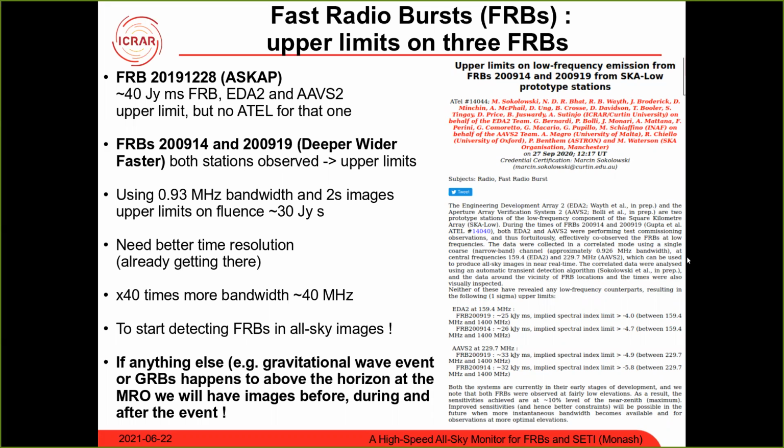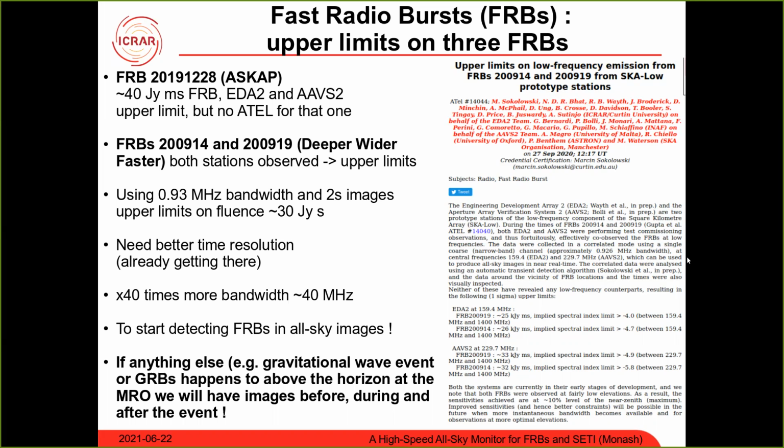In the time of our observations, 3 FRBs were detected, 1 by ASKAP in 2019, 2 by Deeper, Wider, Faster in September last year. So we had images before, during, and after, 2-second images. We didn't detect any low frequency signals from this in the positions of these FRBs. However, this nicely shows the power of the system. We didn't even know about this campaign. We had images, and yeah, whenever anything goes off, such as an FRB or gamma ray burst or gravitational wave event, we can have images before, during, and after such an event.